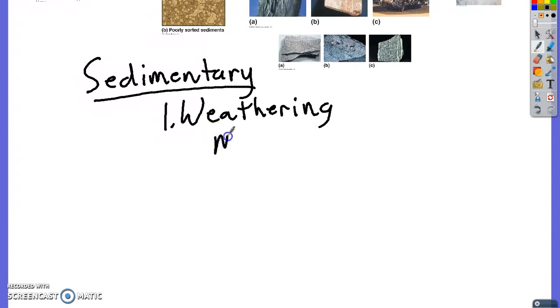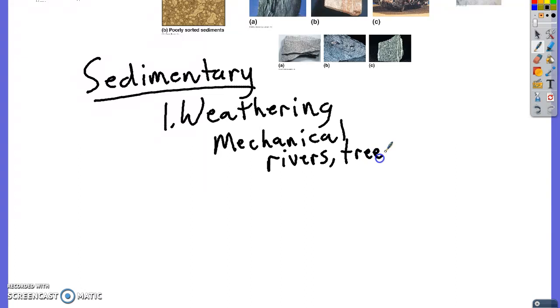There's mechanical weathering, just physically breaking it down, whether by rivers rolling over it or tree roots actually breaking through it. You've seen trees growing, tree roots growing through rocks and prying them and breaking them apart. Just rocks banging together. Rivers roll the rocks along the bottom and they bang into each other. All these things can physically break it down.